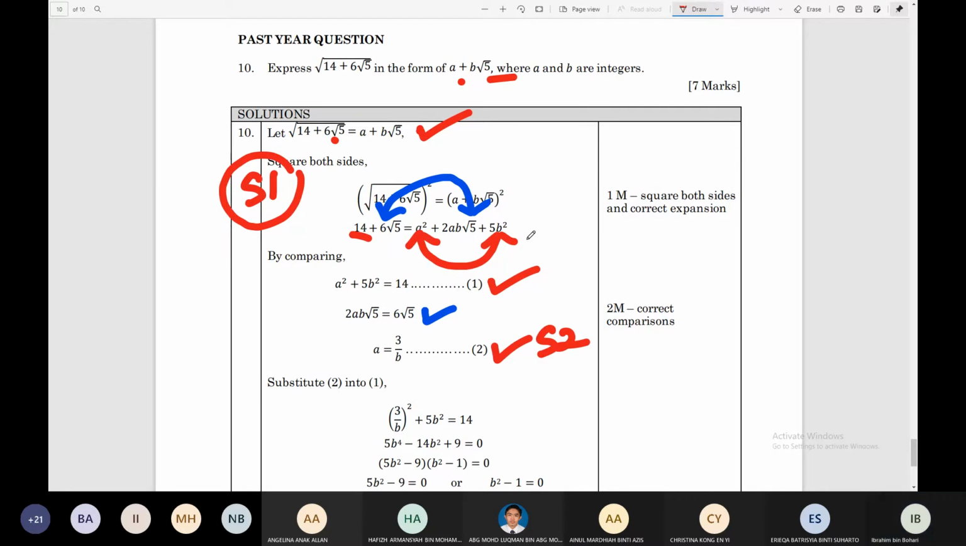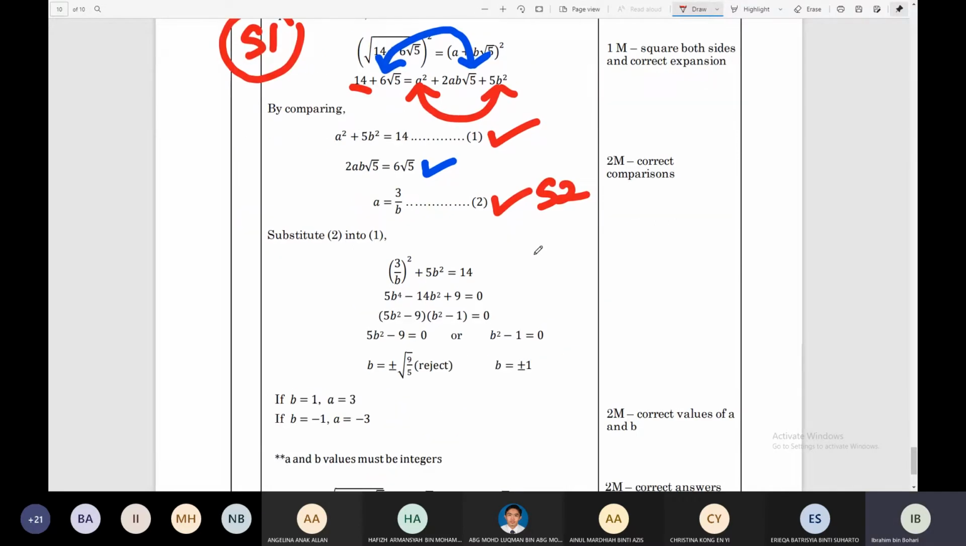Okay, and substitute into the first equation, 9 over b squared plus 5b squared equals 14. Then factorize the equation: 5b squared minus 9 times b squared minus 1 equals 0. And b squared minus 1 equals 0, so b equals plus minus 1. Here you reject plus minus 9 over 5. This one you will reject.